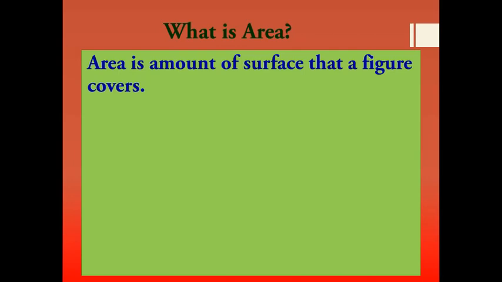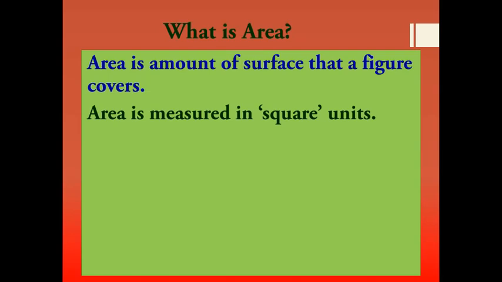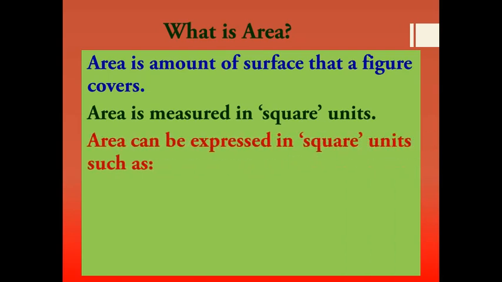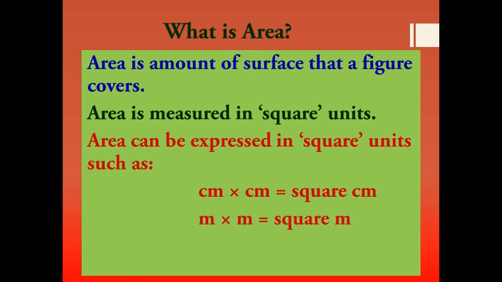Next topic for this chapter is area. So first question is, what is area? Area is the amount of surface that a figure covers. Area is measured in square units. Area can be expressed in square units such as centimeter into centimeter is equal to square centimeter, meter into meter is equal to square meter, and kilometer into kilometer is equal to square kilometer.